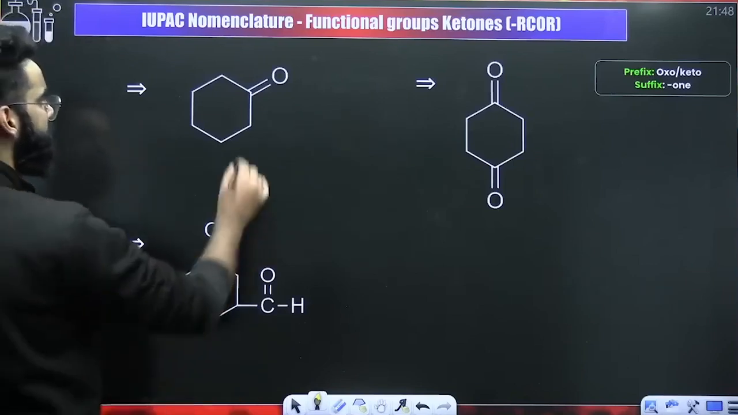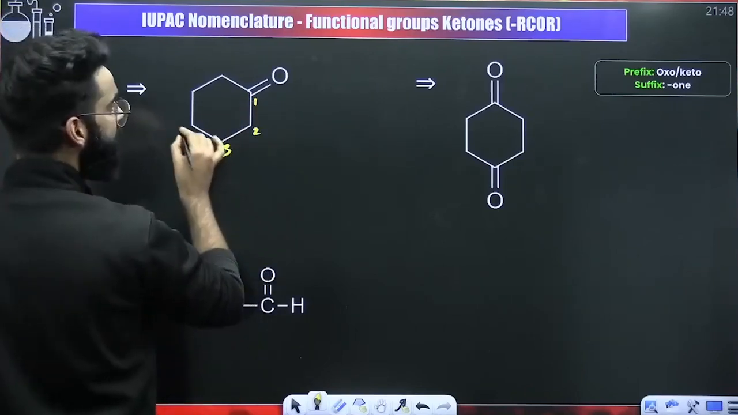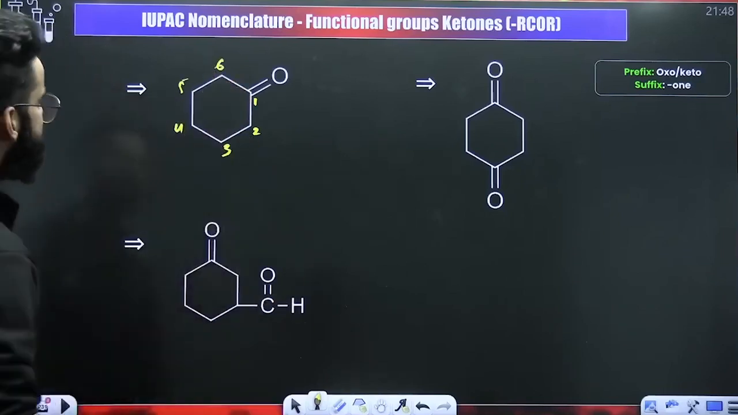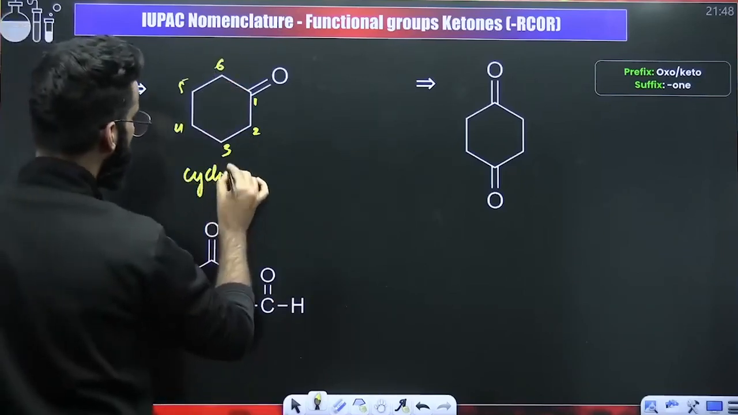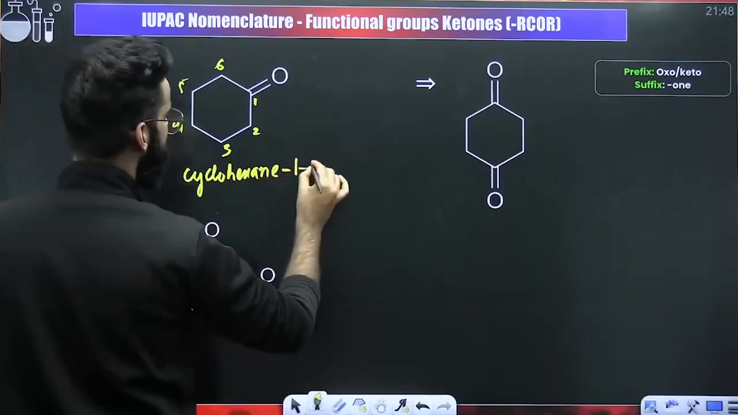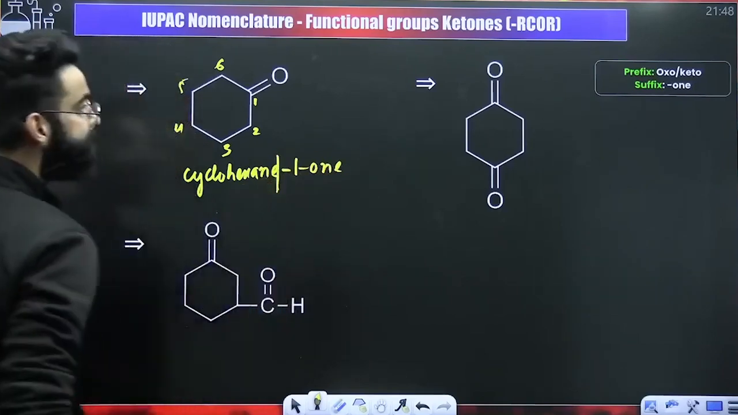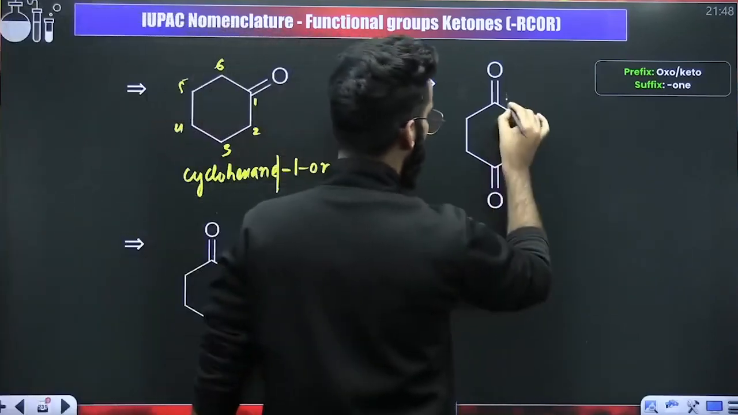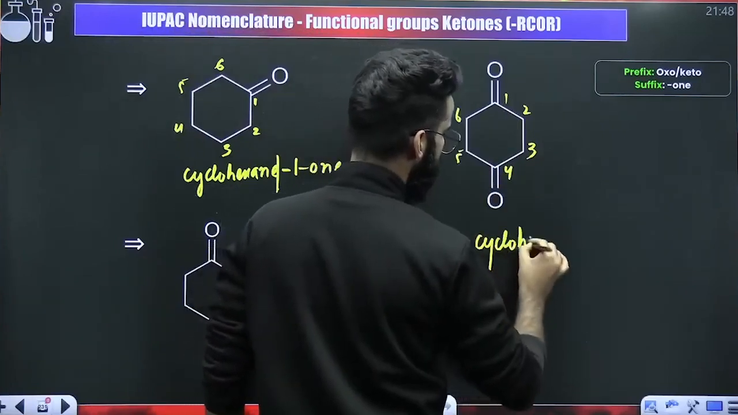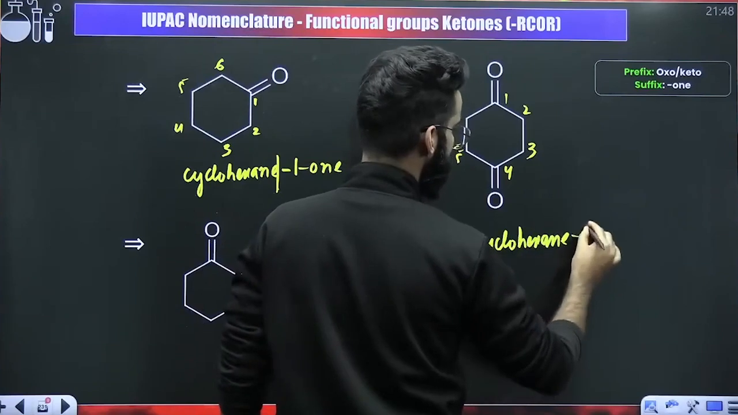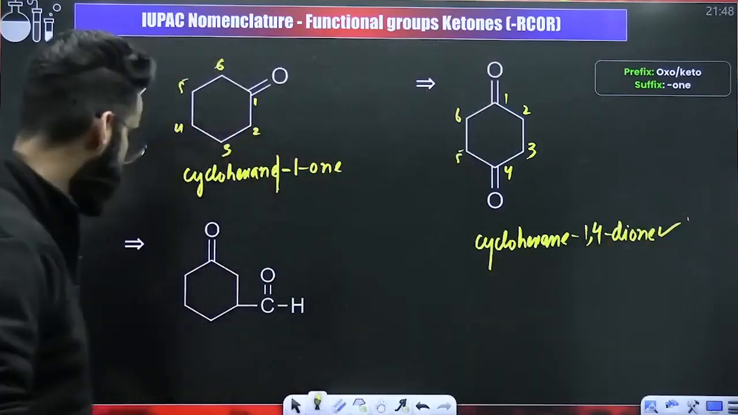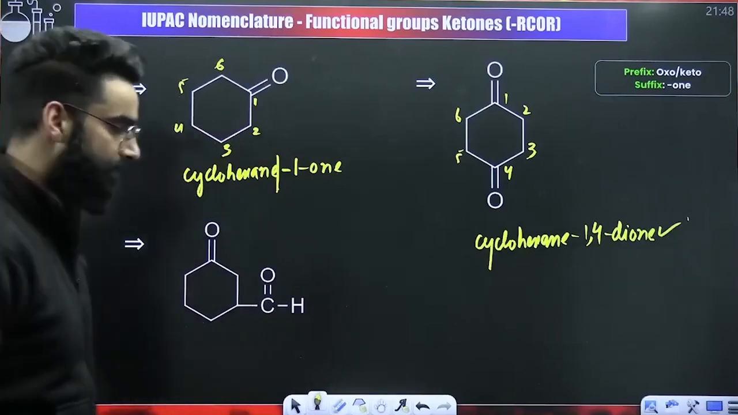See, now it's simple. 1, 2, 3, 4, 5, 6. What should be its name? Cyclo, everywhere is a single bond, hexane. At 1, it's going to be one. Drop the e. Perfect. 1, 2, 3, 4, 5, 6. So cyclohexane-1,4-dione.